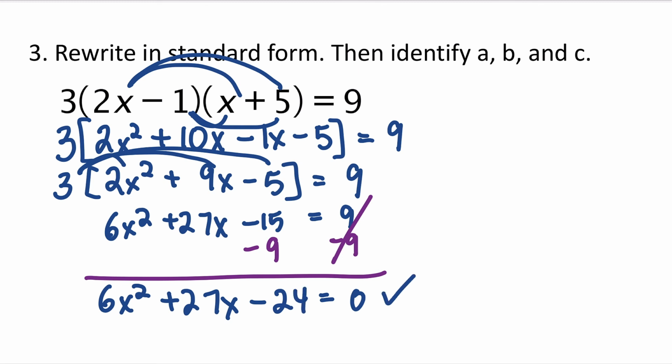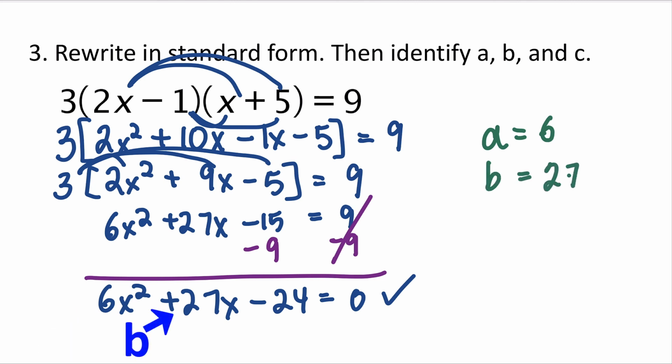We can then identify the coefficients a, b, and c. A is the coefficient of x squared, so in this case a is equal to 6. B is the coefficient of x, so b will be equal to 27. And c is the constant term, so c will equal negative 24.